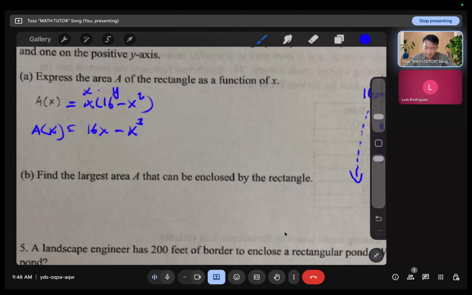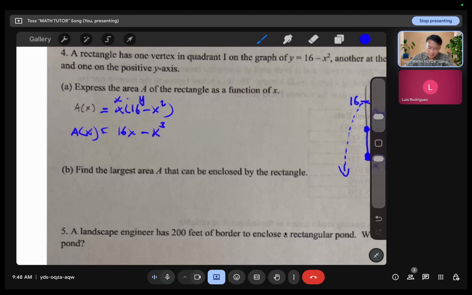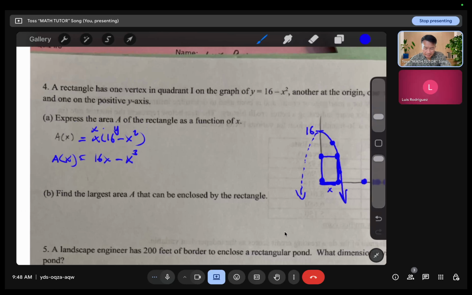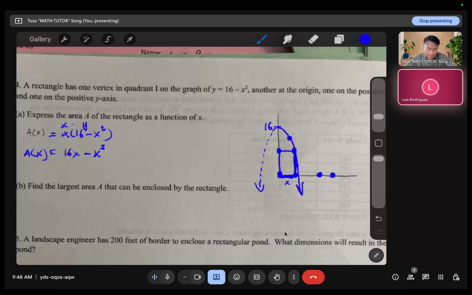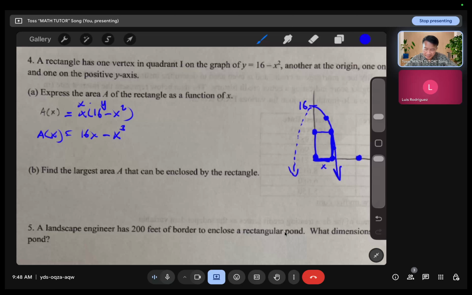B, find the largest area that can be enclosed by the rectangle. Now, this requires calculus, by the way. However, because this is a cubic function, you don't have a parabola. The totality of this area function is the cubic function. Had it been a quadratic, you would use a vertex formula, like the highest point.